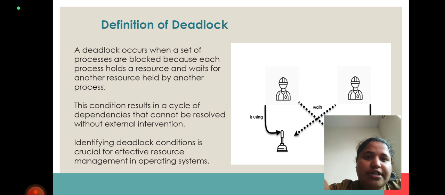Definition of deadlock. A deadlock occurs when a set of processes are blocked because each process holds resources and waits for other resources held by other processes. This condition results in a cycle of dependence that cannot be resolved without external intervention. Identifying deadlock conditions is crucial for effective resource management in operating systems.